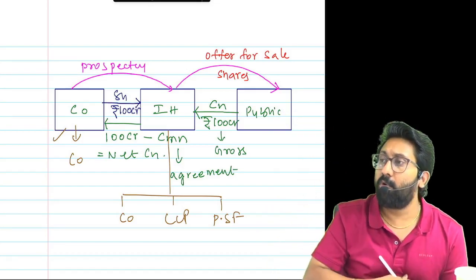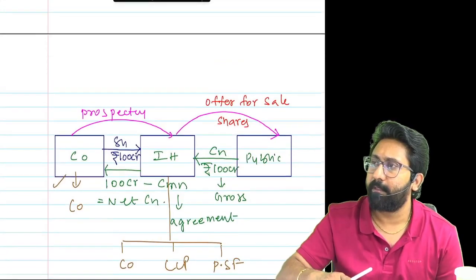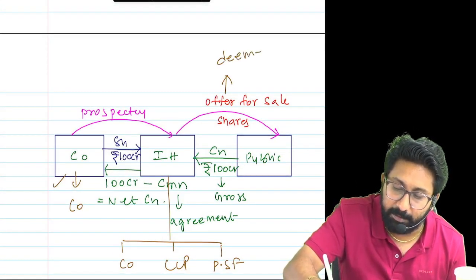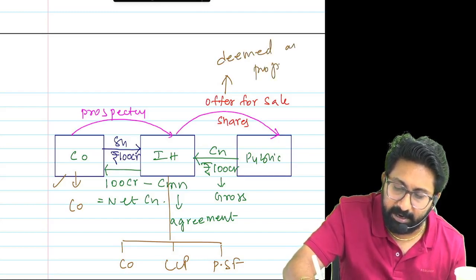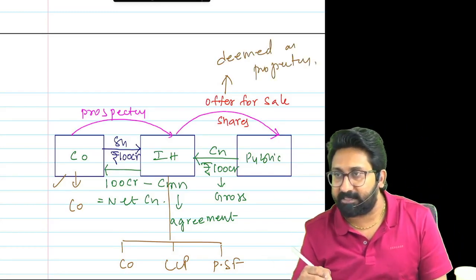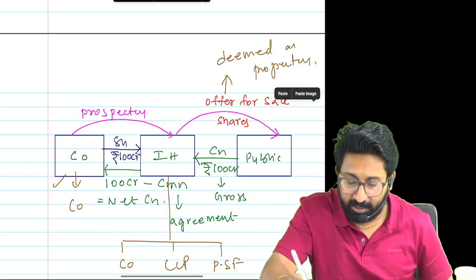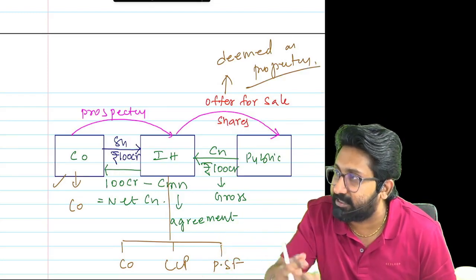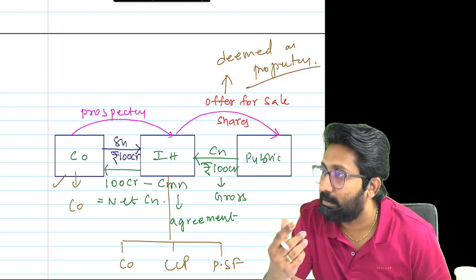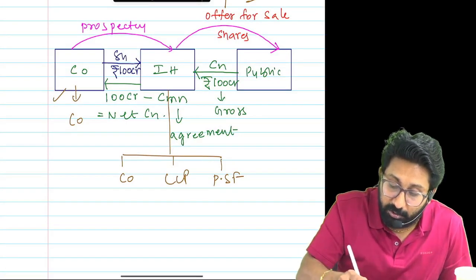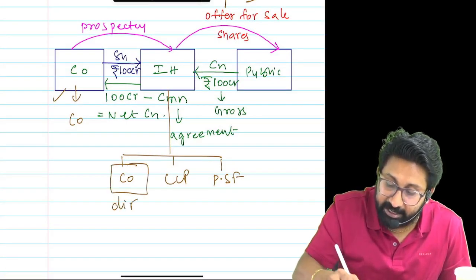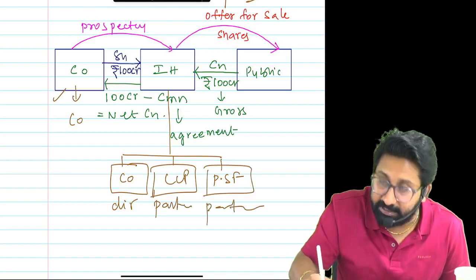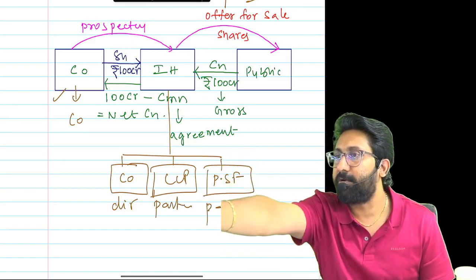Okay, now tell me, who gave the offer for sale? To whom? This offer for sale will be deemed as a prospectus. Any misstatements in this offer for sale, who will be liable? The issue house. If it is a company, the directors; if an LLP or partnership firm, the partners will be liable. That's what they wanted to tell in that section.